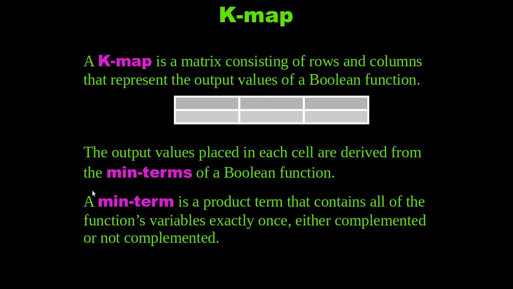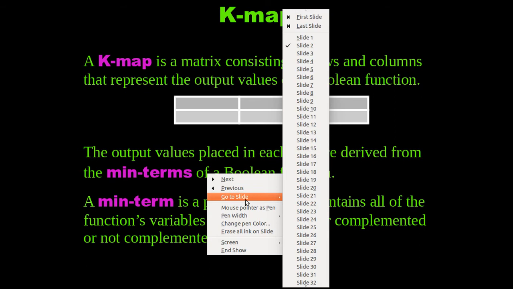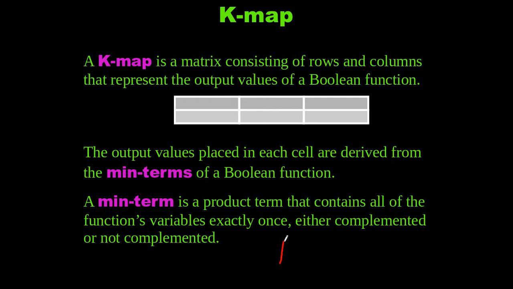what's a minterm. A minterm is a product term, product meaning the AND, that contains all of the function variables exactly once, either complemented or not. Let's say I have A, B, C. This is a minterm: A, B, and C. AB by itself is not a minterm. Why? It must contain all of the function variables, and it doesn't contain C. Okay, is this a minterm? Yes, it contains all variables exactly once, either complemented or not.